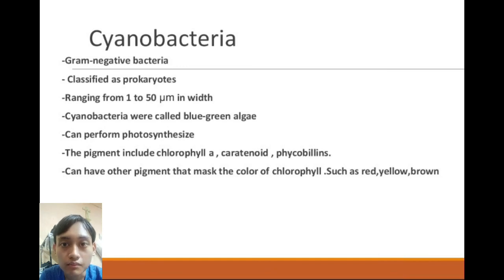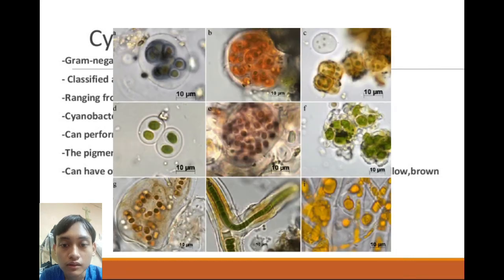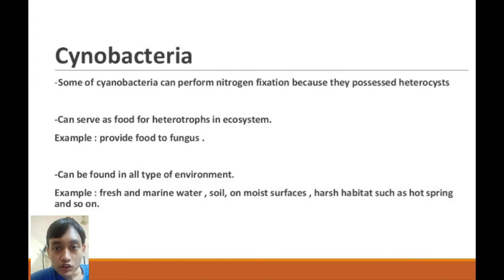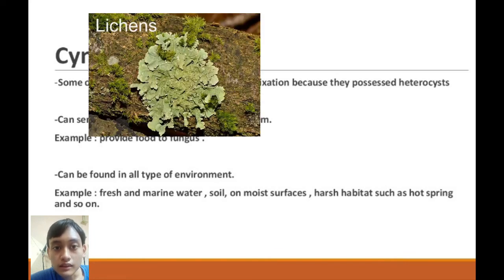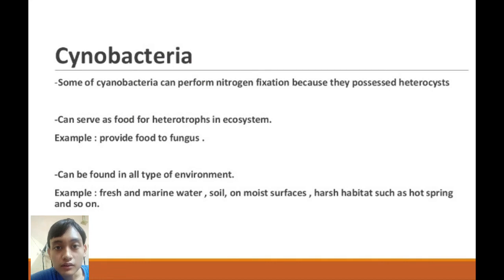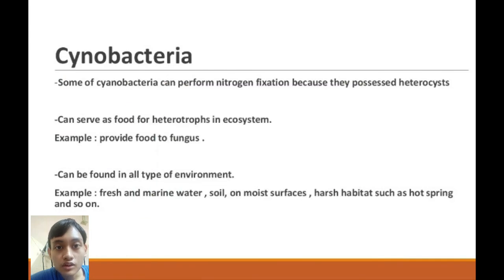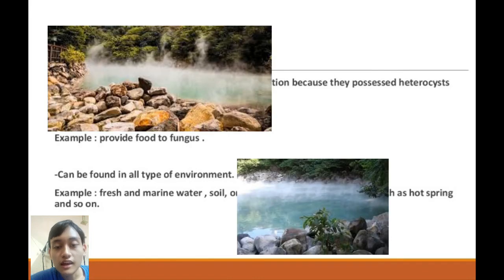Cyanobacteria can have other pigments that mask the color of chlorophyll, so that's why they can appear red, yellow, or brown rather than blue-green. Some cyanobacteria can perform nitrogen fixation because they possess heterocysts, which are thick-walled cells without nuclei. They can serve as food for heterotrophs in ecosystems, such as providing nutrients to fungi by forming lichen. Cyanobacteria can be found in all types of environments, such as fresh and marine water, soil, and moist surfaces, and harsh habitats such as hot springs, and so on.